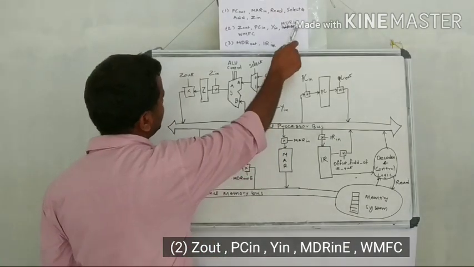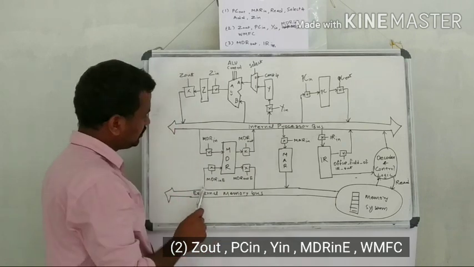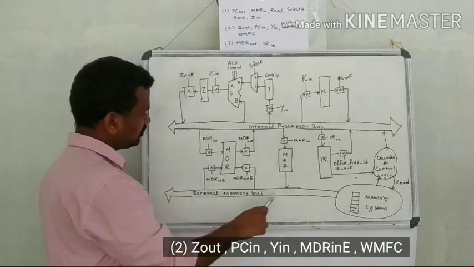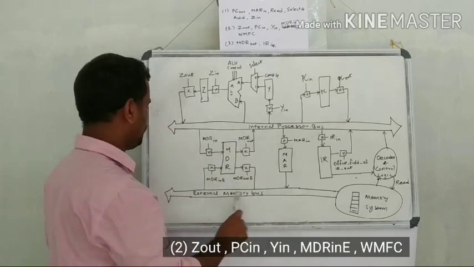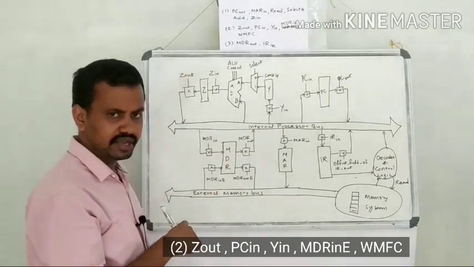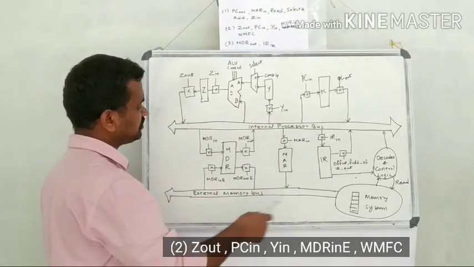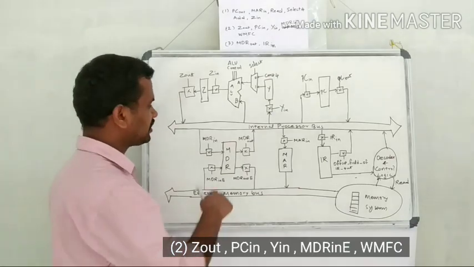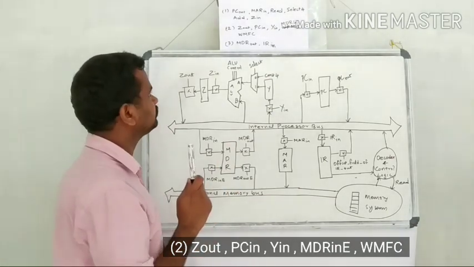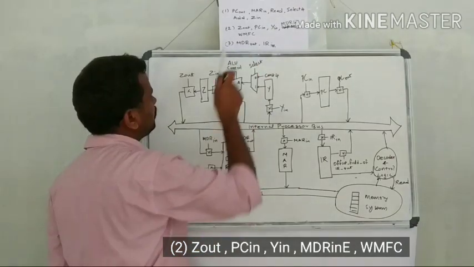Then MDR in E is activated. So this memory bus will be connected with the MDR, and whenever the data is available on the memory bus, that will be captured into MDR. And wait for memory function complete.